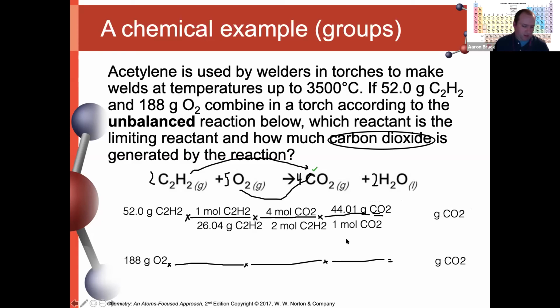And so if I carry all of that through, 52 times 4 times 44.01 divided by 26.04 divided by 2, to 3 significant figures would give us a yield of 176 grams of carbon dioxide. So that's part one. We have no idea whether or not 176 is a high number, a low number, or the right number.